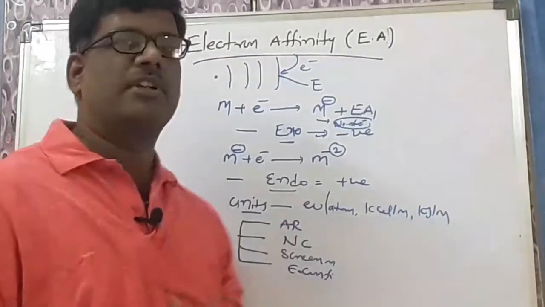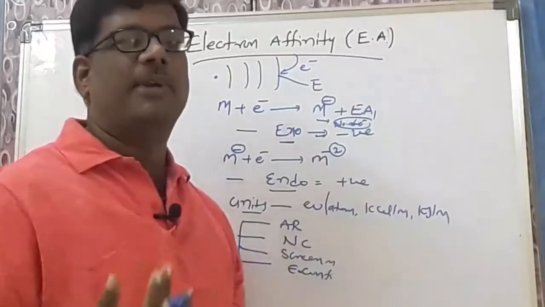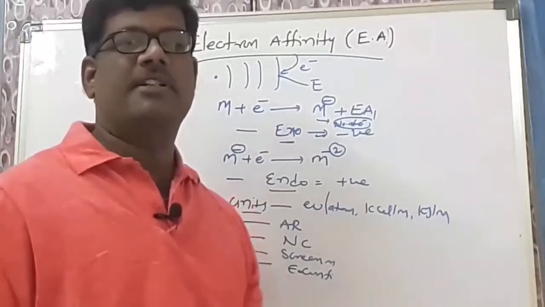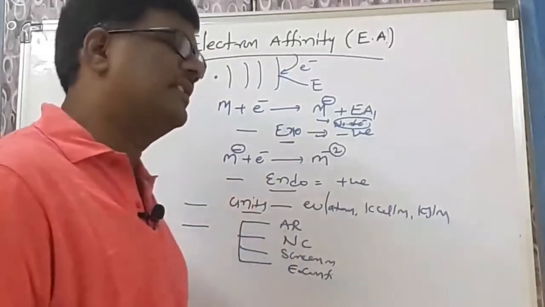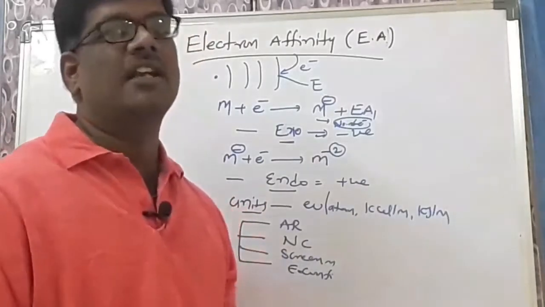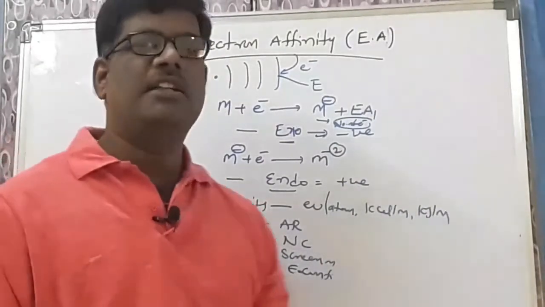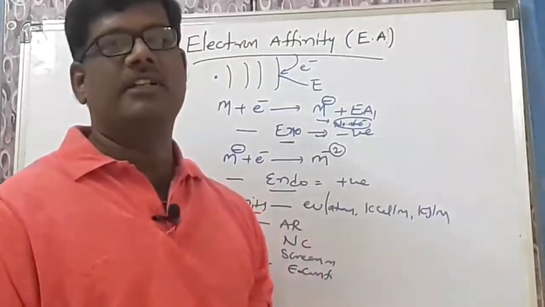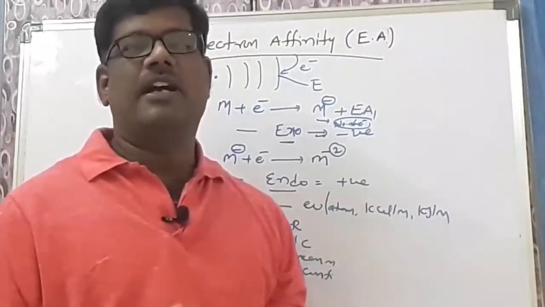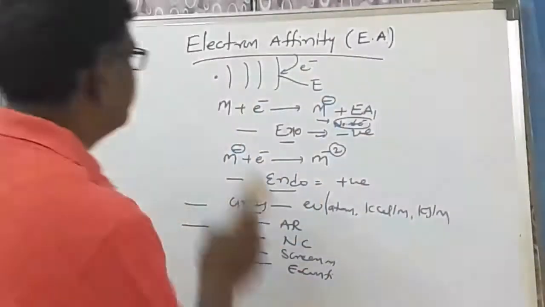So in the ionization potential also we discussed the 5 parameters. Here electron affinity depends on the 4 parameters. One is the atomic radius, nuclear charge, screening effect, which is also called the shielding effect. Last will be the electronic configuration. Now we will discuss how the electron affinity varies in the group and the period.